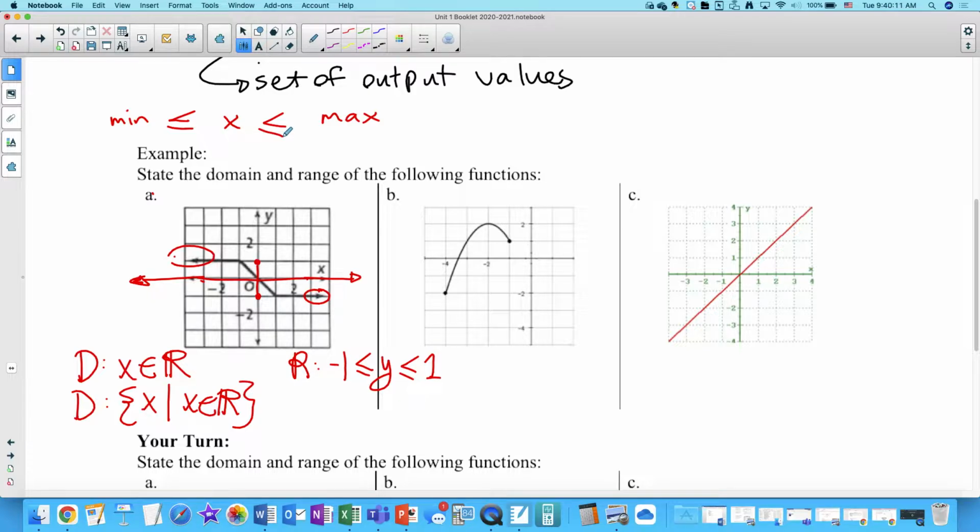Sometimes these are just less than rather than less than or equal to. We're not going to see that in this example, but I'll talk about it. If it's just less than, it means that that end value is not part of the domain and range. Any questions so far? All right, let's look at this one.